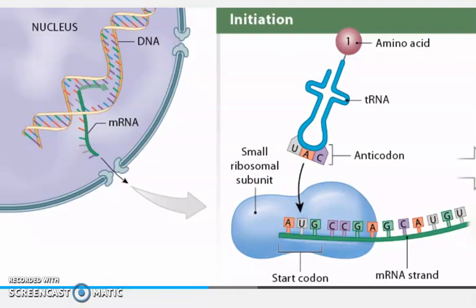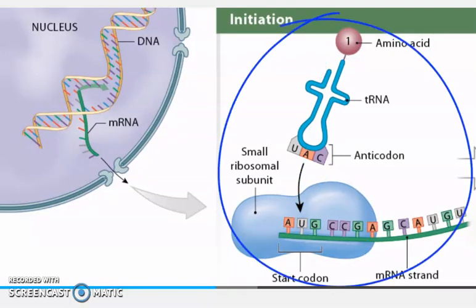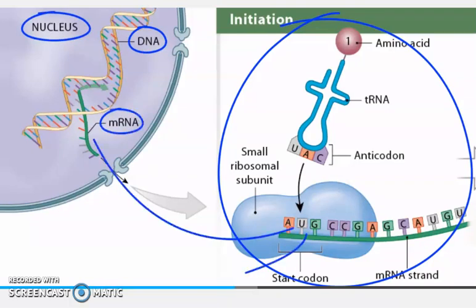Again, it's important to remember translation occurs outside of the nucleus, in the cell cytoplasm. Recall, the nucleus contains DNA and the newly synthesized mRNA. This mRNA then exits the nucleus through a nuclear pore, which is represented here in the image.